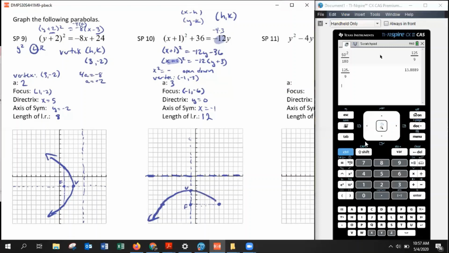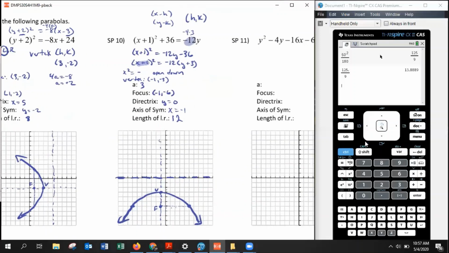Now, like all things with the equations, any point along this parabola should be true. I know I haven't done this for many of the problems. Let's do this right now. This is a good way for us to check to see if our parabola is actually accurate. So this coordinate is 6, negative 6. So if I plug that back into the original equation, if I take 6 plus 1 squared plus 36, does that equal negative 12 times 6?